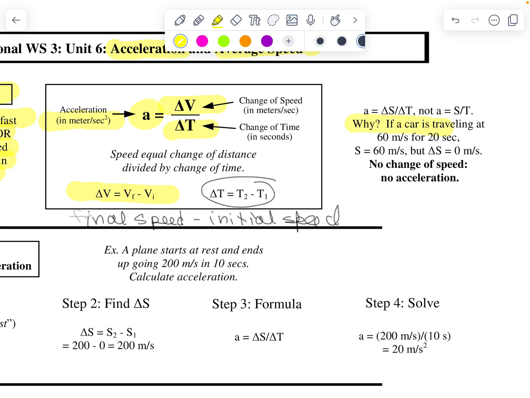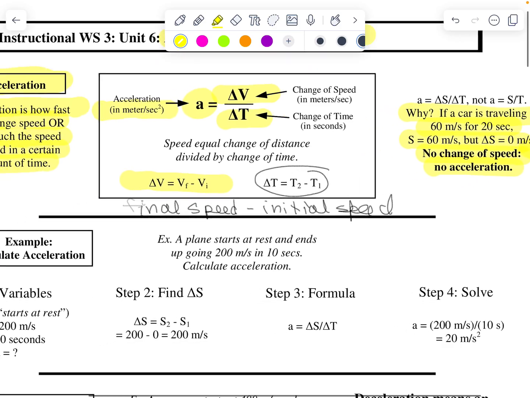So if a car is traveling at 60 meters per second for 20 seconds, my S will equal 60 meters per second, but my delta S equals 0. There's no change of speed. There's no acceleration.